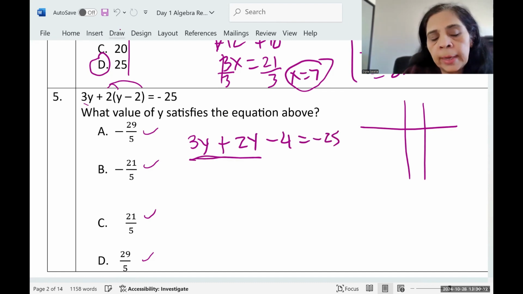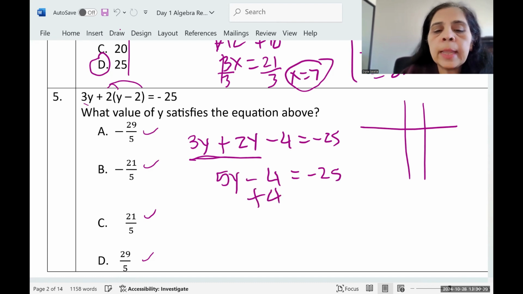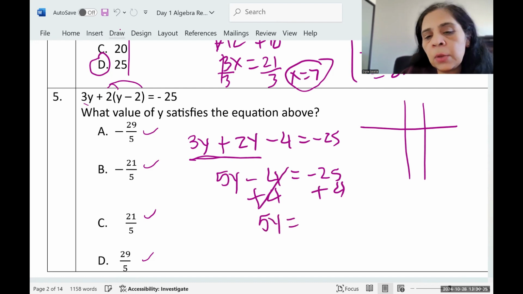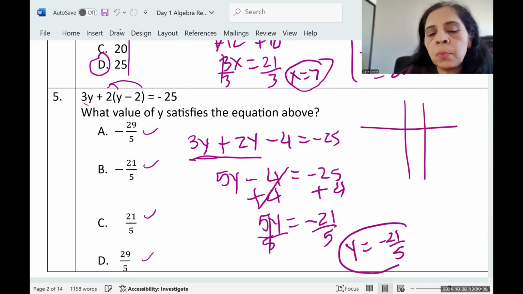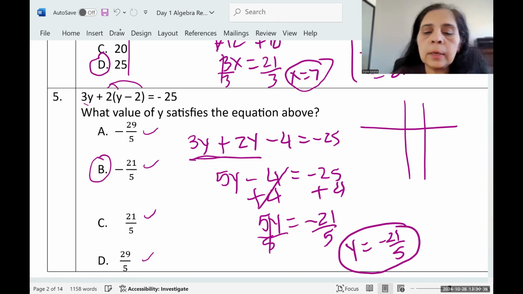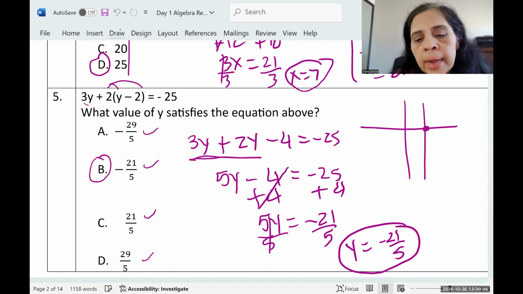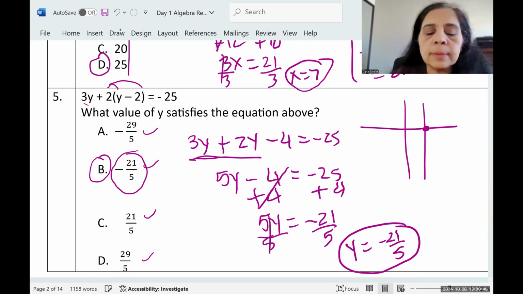Now we can combine like terms. 3y plus 2y is 5y minus 4 equals negative 25. Then add 4. So 5y equals negative 25 plus 4, which is negative 21. Divide by 5. So my answer is y equals negative 21 over 5. When you enter it in the calculator, you will see a decimal, so you can check these fractions as decimals in the calculator. So your answer choice is B.